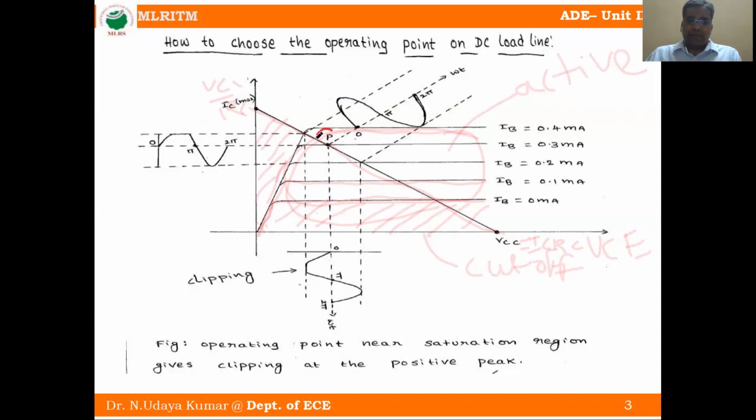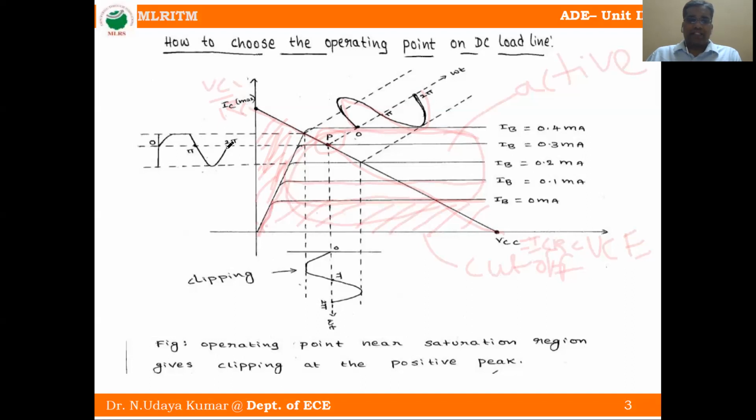This point P is nearer to the saturation region. If the point is fixed near the saturation region, what happens? We will see. This is the input signal, one cycle from 0 to 2 pi. The operating point, or Q point, is fixed nearer to the saturation region, so the current is cut and the positive portion is clipped.